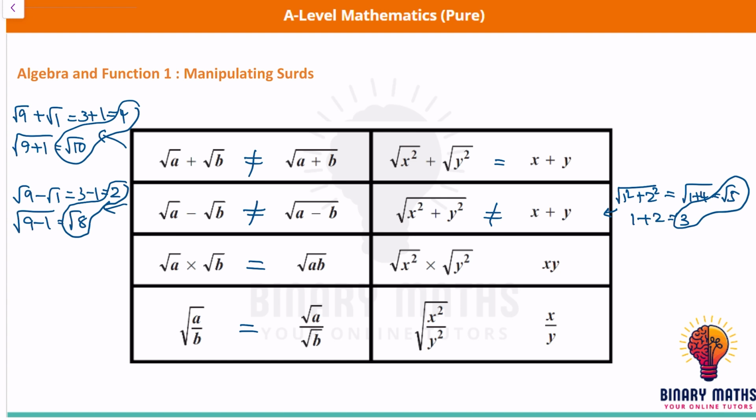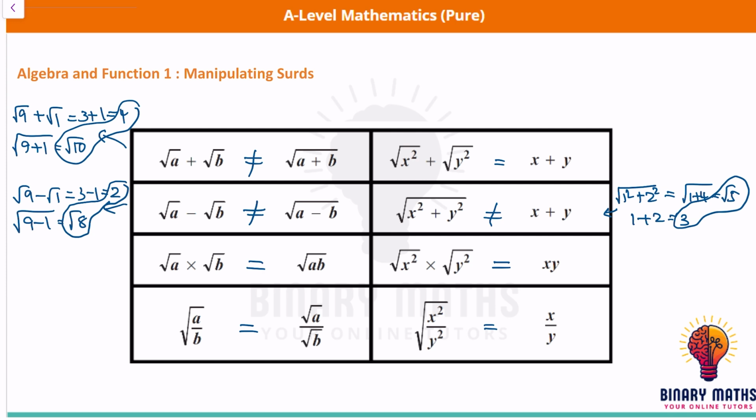Root of x squared times root of y squared is equal to xy, because again we're squaring each term and then square rooting it, which gets us back to the input. So it's the same thing as x times y. And square root of x squared over y squared, again because we can individually square root the numerator and the denominator, we do get x over y.